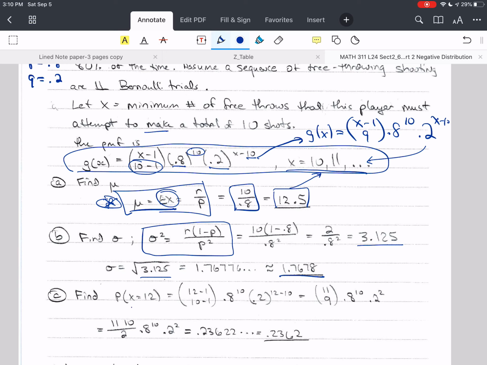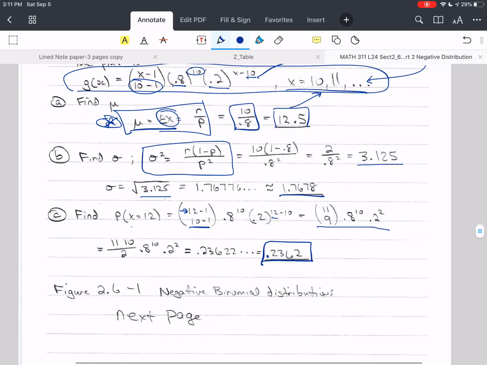P of x equals 12. So what's the probability that this basketball player needed to make 12 shots to get 10 of them in? And so we plug in 12 for x, and so 12 minus 1, the 10 was for r, the 12 was for x, and so we plug in 12 again here, and we end up with 11 choose 9, 0.8 to the 10, 0.2 squared, and this turns out to be 0.2362. Now on probabilities, I want you to round to 4 decimal places unless it says otherwise.